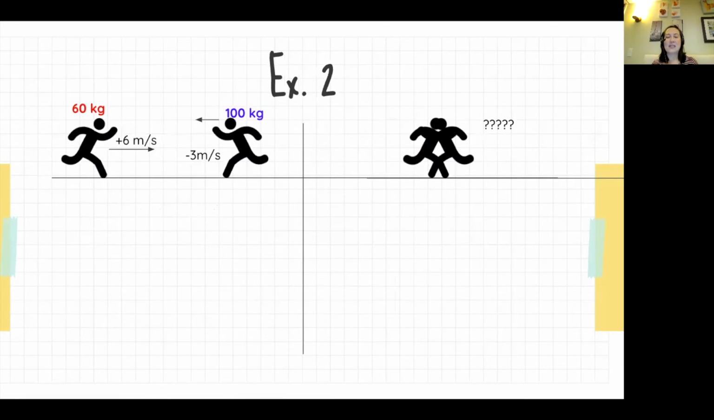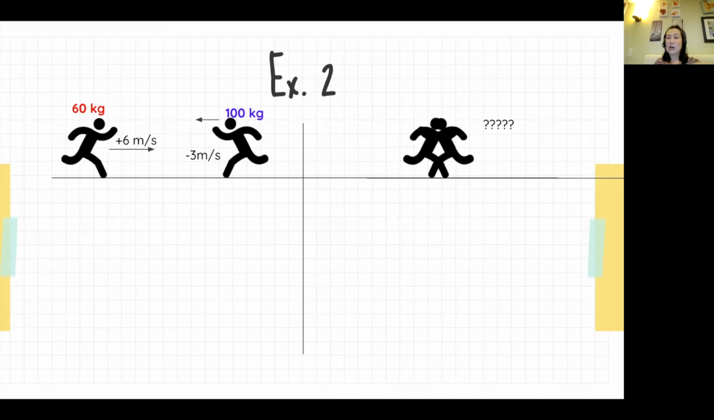So let's do another example. Let's say I have two objects that are moving to start. In this case, there's two football players, head-on inelastic collision. They're going to stick together afterwards during this tackle, and we want to figure out where do they go and how fast do they go there. So find the final velocity.